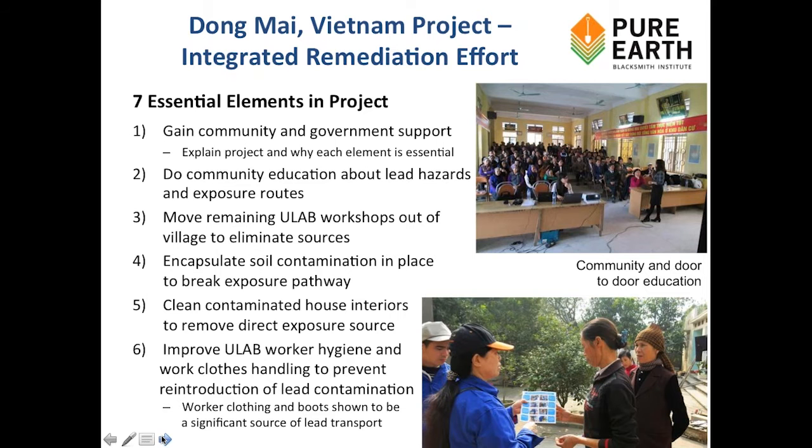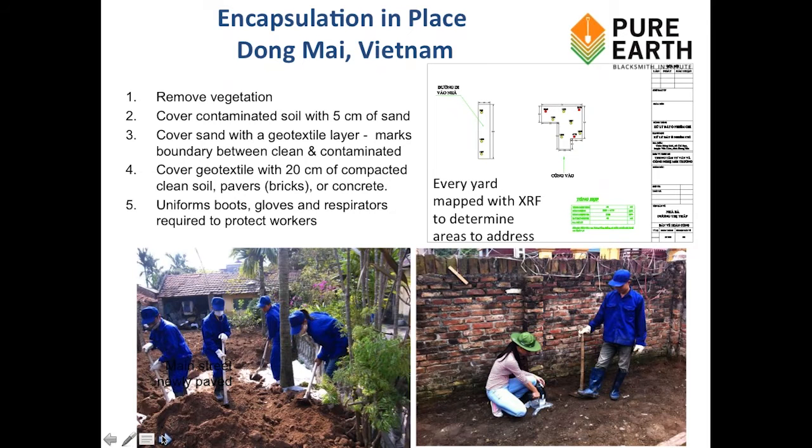So the actual technology used was very simple. You remove the vegetation. We covered the contaminated area with, well, first we mapped every single yard. There's a typical map shown on the upper right here. That mapping was done with an XRF. You can see the picture on the lower right of that work being done. So we covered the soil with 5 centimeters of sand, covered that with geotextile, and covered geotextile with 20 centimeters of compacted clean soil.